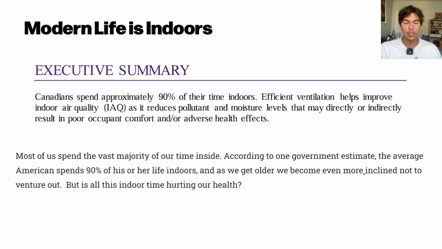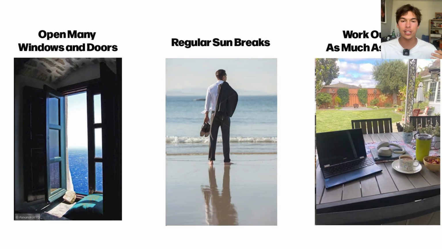And modern life is indoors. We're spending 90% of our time indoors. So what are the actionable steps for you to do right now? The first is you want to be in a room with a bunch of windows for that lux, that brightness. Then you want to open as many doors and windows as possible to get that full spectrum sunlight.